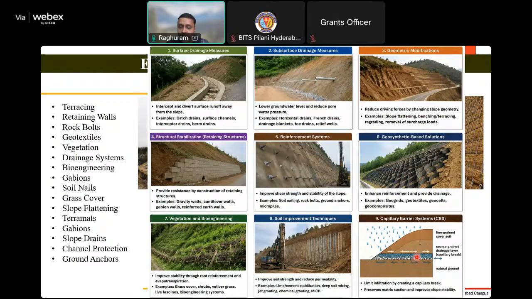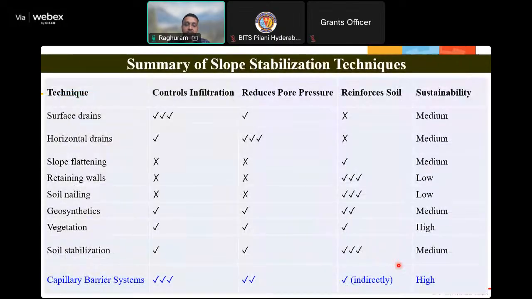So here, the capillary barrier system is something where we provide different layers on top of the existing slope so that the water will divert from the slope and we retain all the soil or slope material in unsaturated conditions. So here I have summarized some of the slope stability techniques, like surface drains. What are the advantages? Controls infiltration. Yes, it controls infiltration, but it doesn't increase any of the factor of safety.